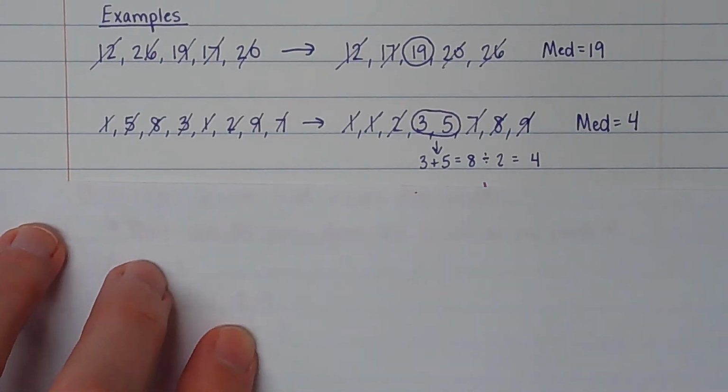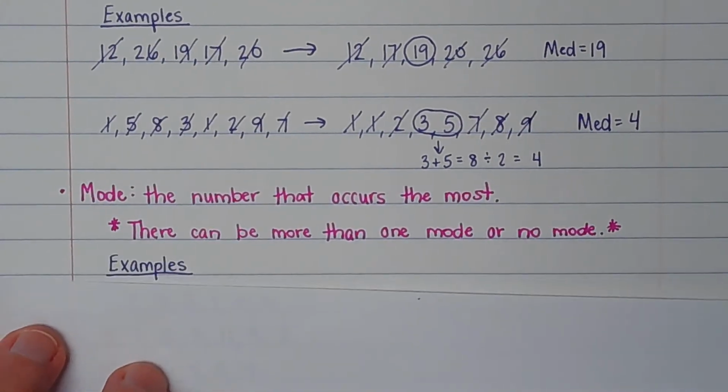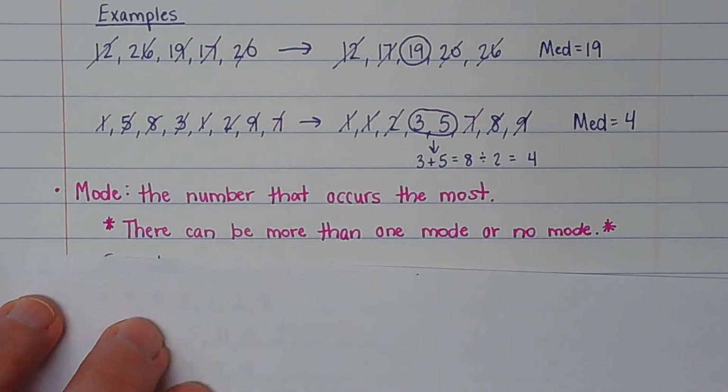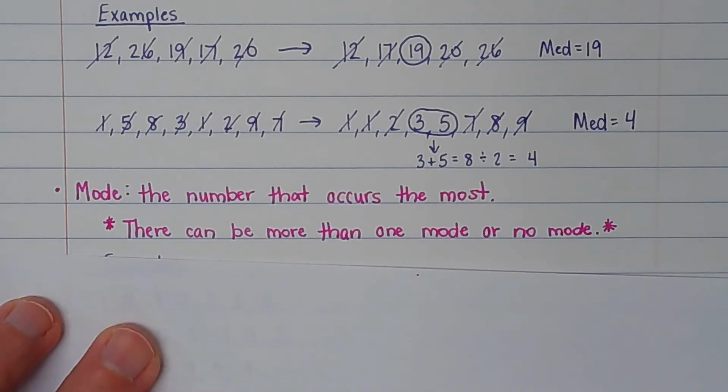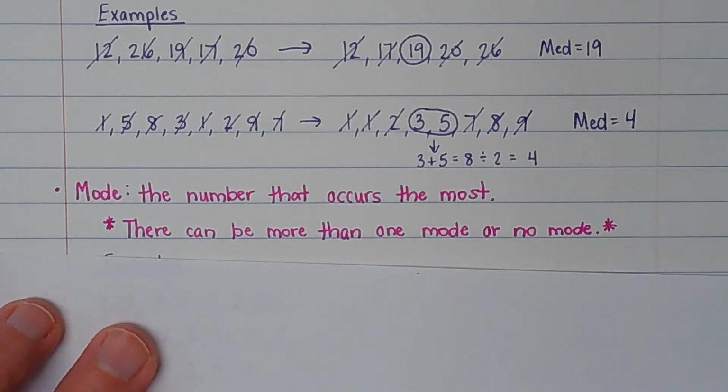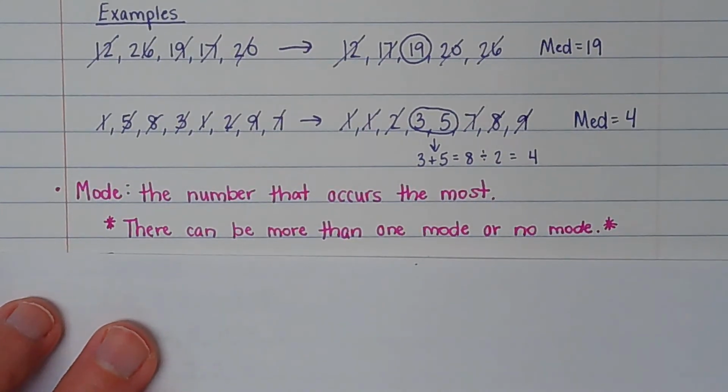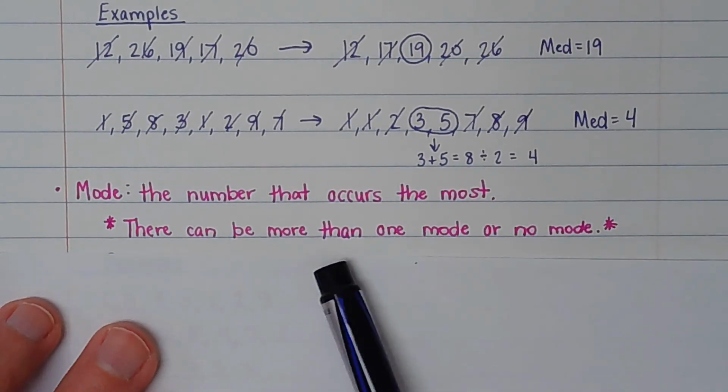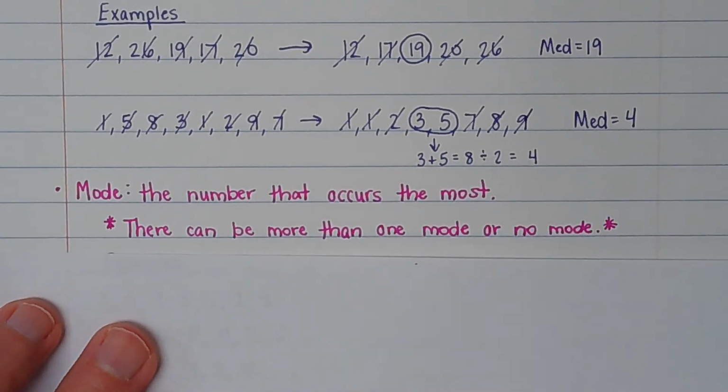Okay? All right, the next word is the word mode. Okay? Mode is the number that occurs the most. I like to tell my kids, mode, most, they kind of look the same. They have the first 2 letters that are the same. So mode occurs the most. So when you have your list of numbers, you're looking for the one that repeats. Okay? Well, sometimes more than 1 number repeats. All right, so you can have more than 1 mode. If multiple numbers repeat, then you're going to have more than 1 mode.